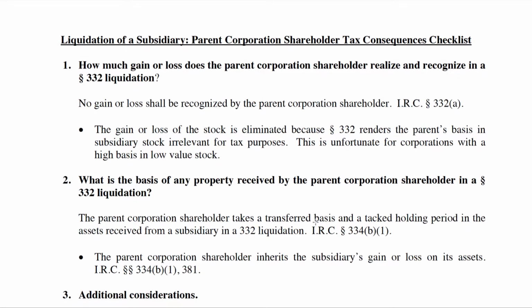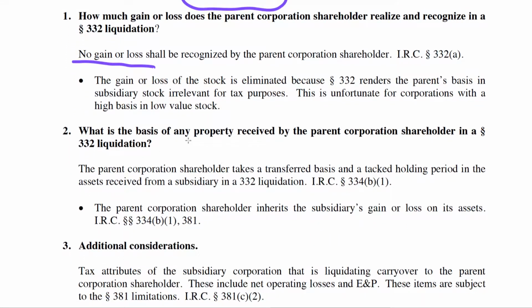All right, so the liquidation of a subsidiary, the parent corporation's tax consequences. If we have Section 332, there's going to be no gain or loss to the parent corporation. That's under Section 332, okay? No gain or loss to the parent corporation. What's the basis of any property received by the parent corporation? That's going to be a transfer basis and tacked holding period, all tacking. So we get to roll over the basis from the subsidiary to the parent, and we get all tacking.